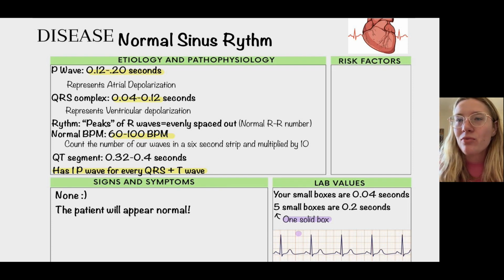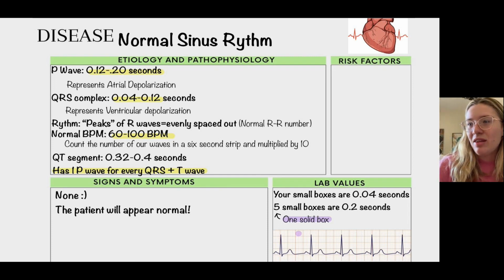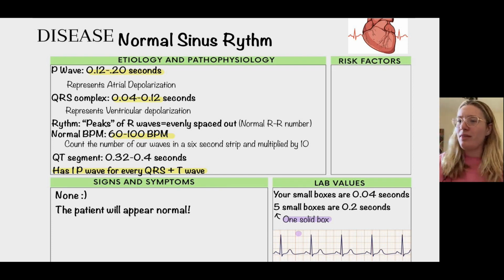When we talk about rhythm, this is our heart rate. A good thing if you are in the clinical setting and you notice your patient's heart rate is varying a lot, maybe they were at 64 and then not even 5 seconds later they're at 97, and then they're 74 and then 30, they're going all over the place, they probably don't have a nice even rhythm, a nice even R to R ratio. So just keep that in mind.